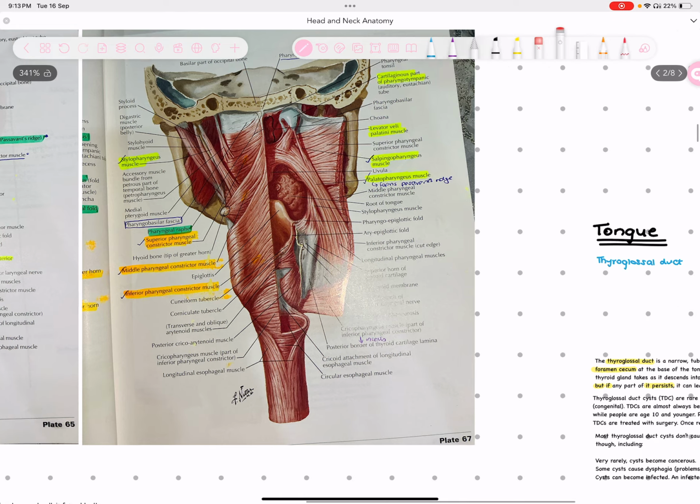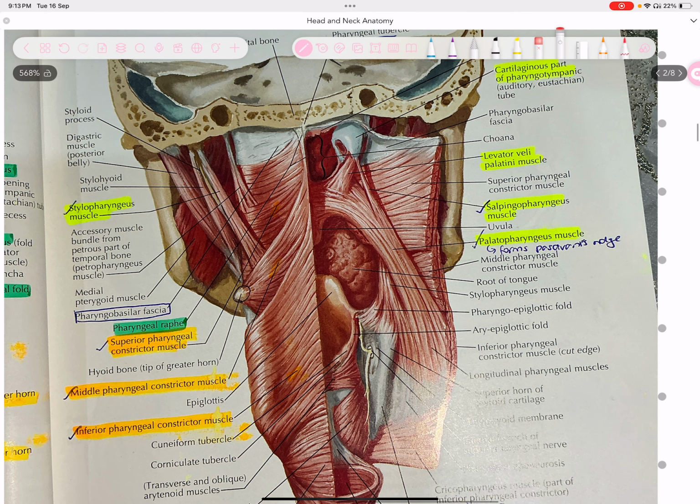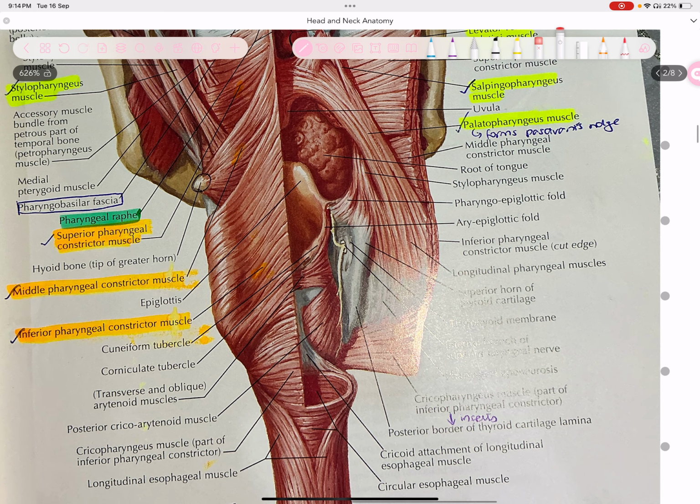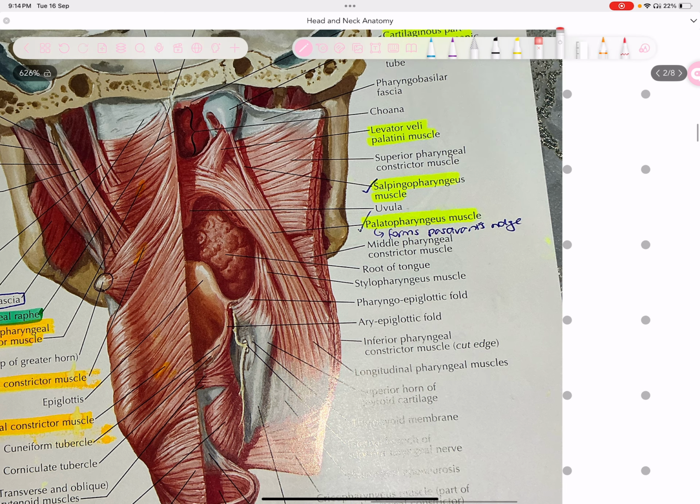Then the stylopharyngeus muscle. Where is the stylopharyngeus muscle? This one, right here. That's stylopharyngeus. Then you have the salpingopharyngeus, this, and then you have the palatopharyngeus. The stylopharyngeus originates from the styloid process of the temporal bone, and if it keeps going downwards, it will insert into the posterior border of the thyroid cartilage.